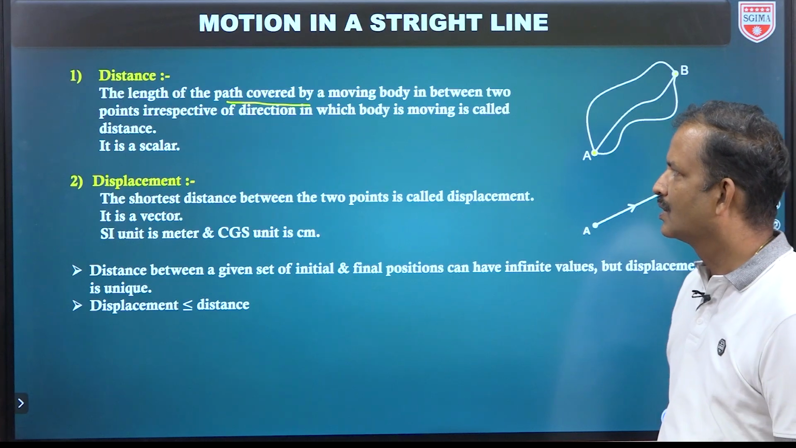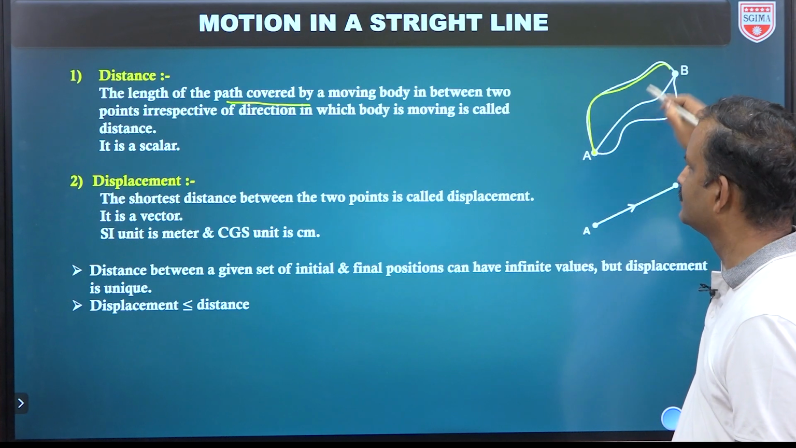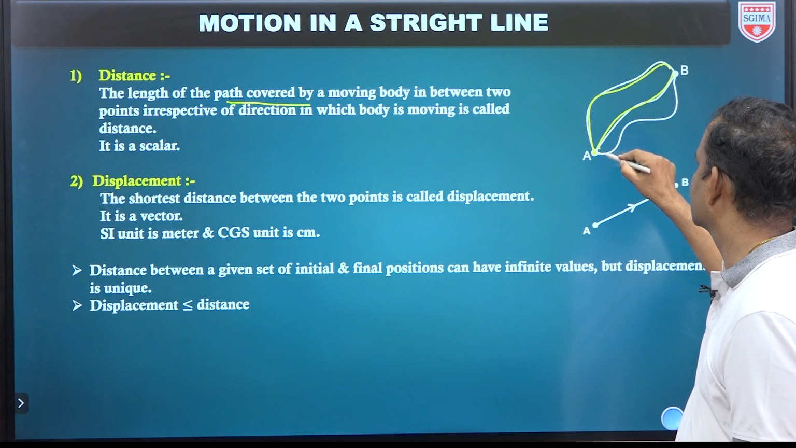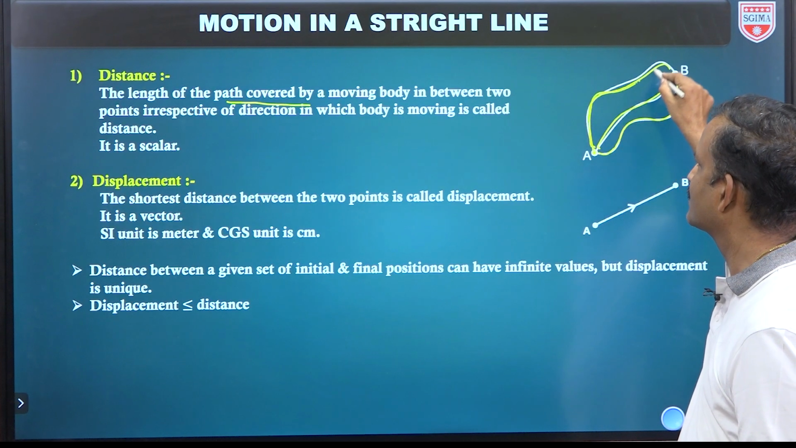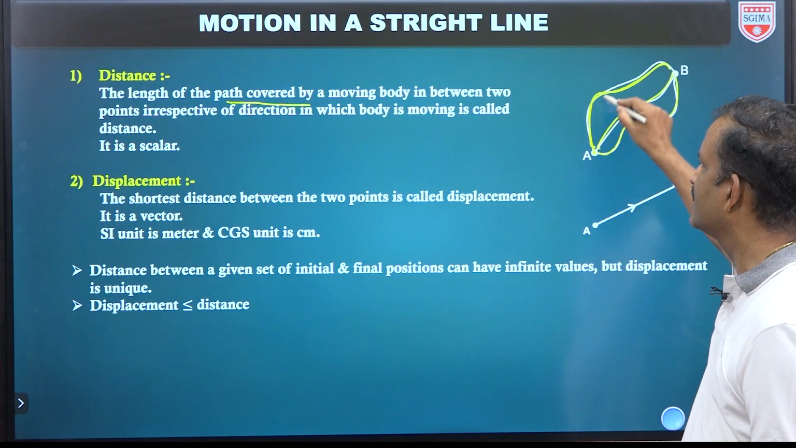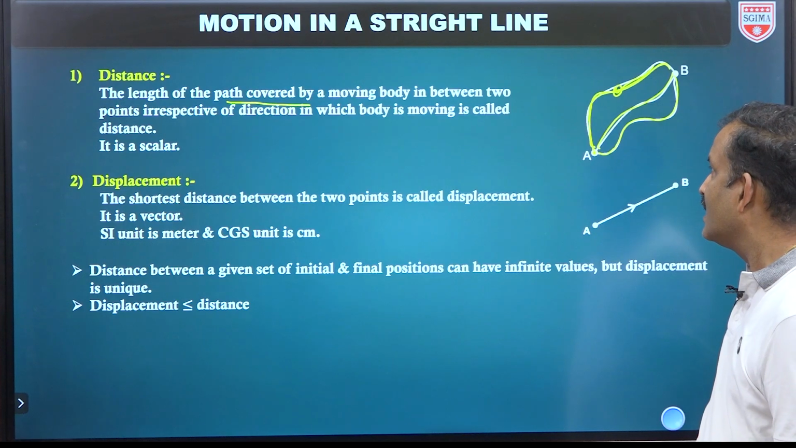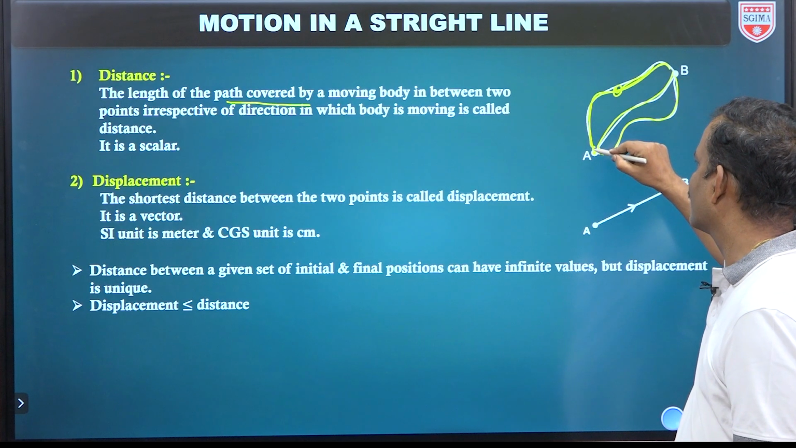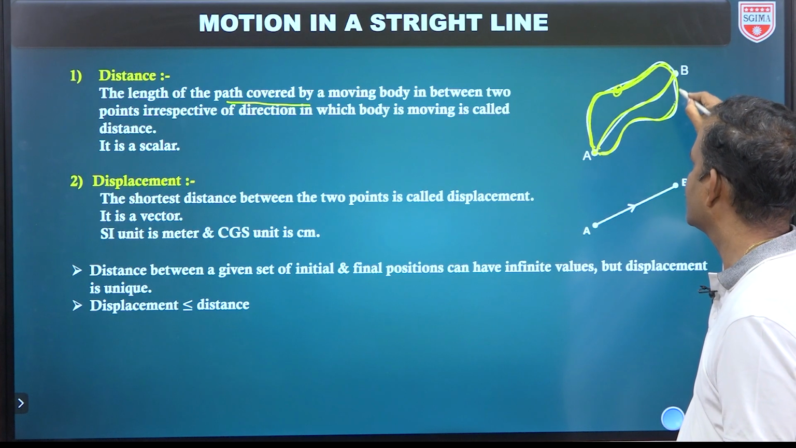Now, one particle is moving in this direction. Another particle is moving in this direction. Another particle is moving in this direction. The length of this path covered by this moving body in between the 2 points, irrespective of direction. For this one, this is the distance. For this path, this is the distance. For this path, this is the distance.